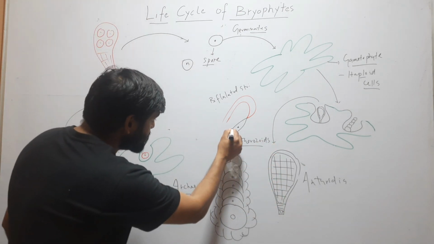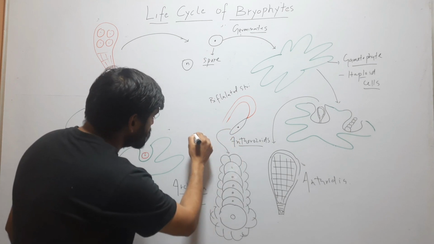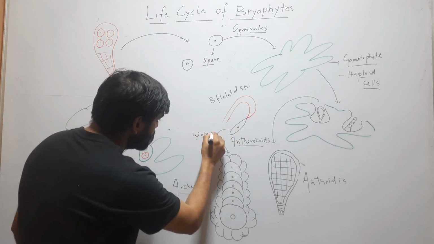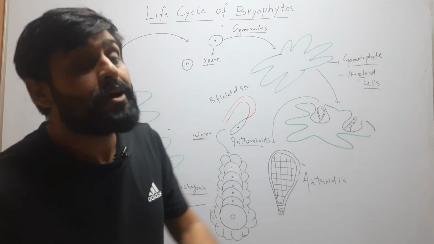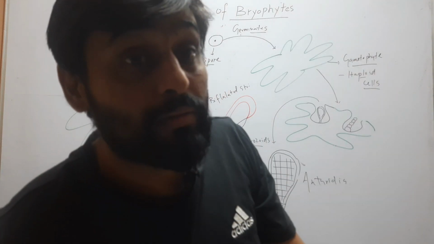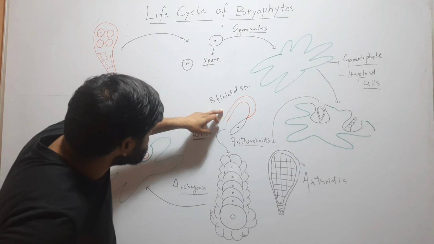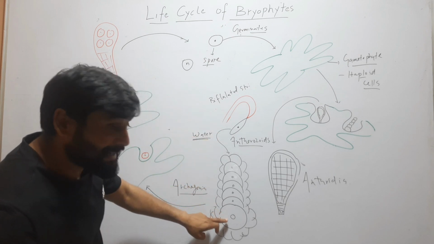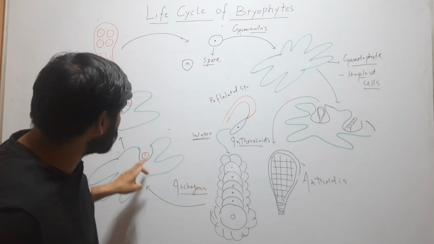This biflagellated antherozoid requires water to reach the egg. So it will reach there through water. So you can say that for fertilization, water is essential. It will swim and reach that egg. Here it will fertilize that egg and it will form a zygote.